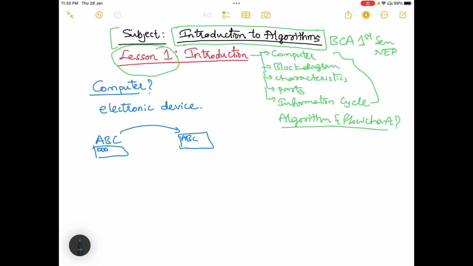So what's happening here actually? Whenever you are typing something, it means you are giving some data to the computer. You are feeding some data into the computer, and that data is getting processed by the computer, and then it is showing the results, right?